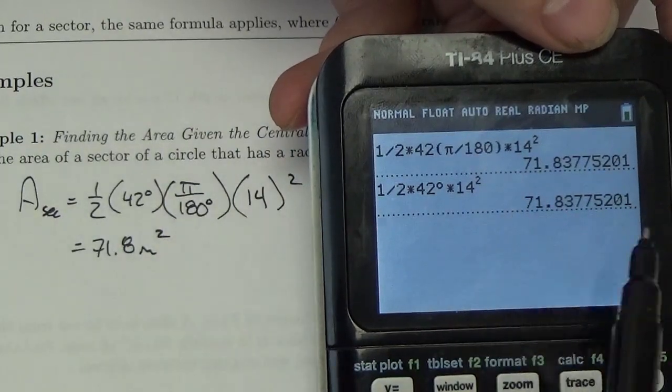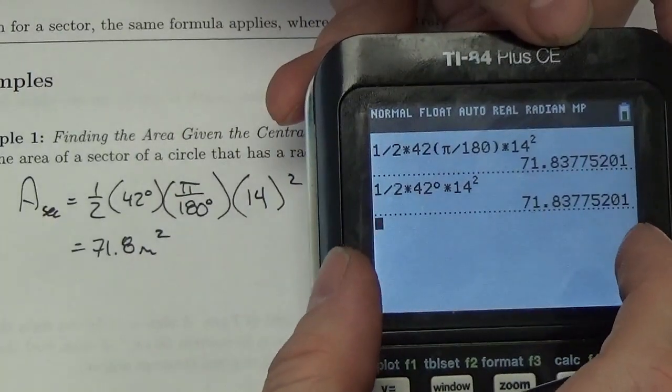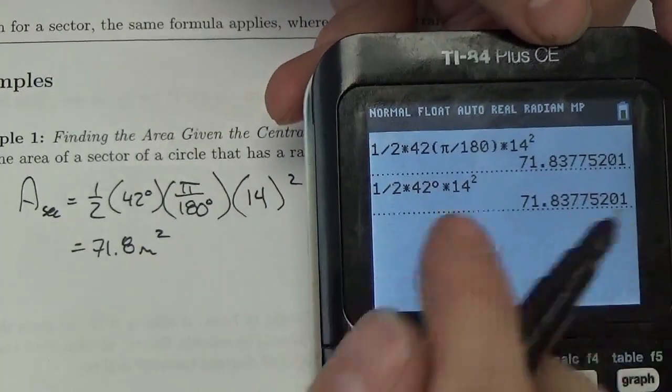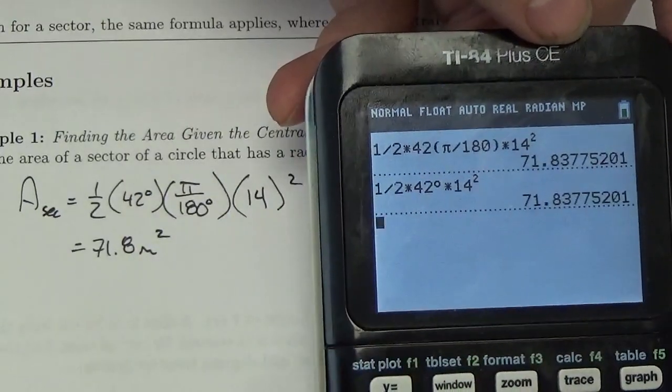And there you go, that's just another thing that you can do. You have to be in radian mode for this to work. Then you just identify which angle is in degrees, and the calculator will do the conversion for you.